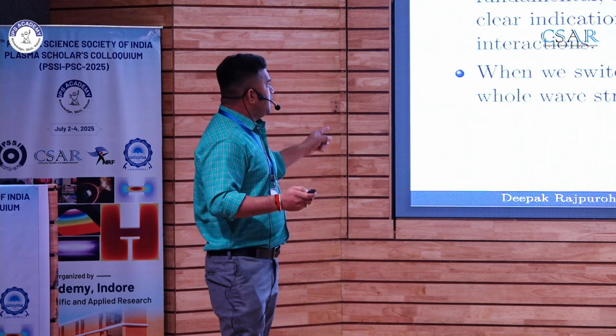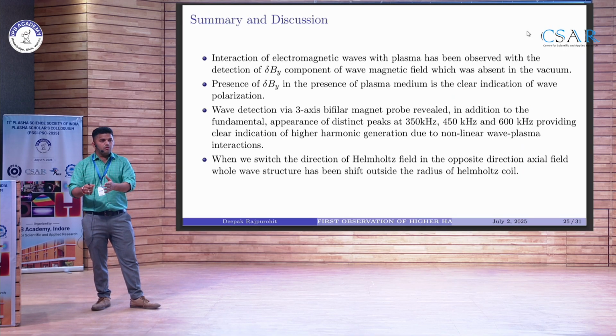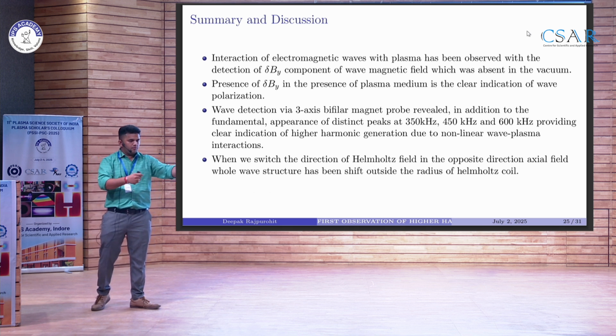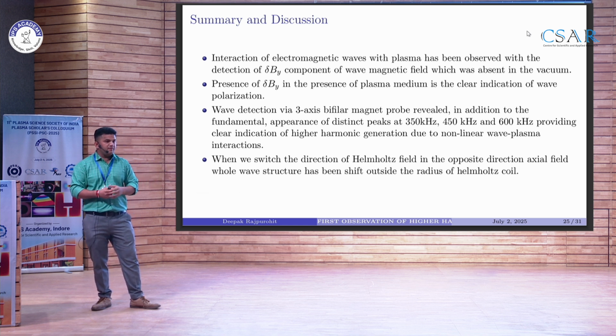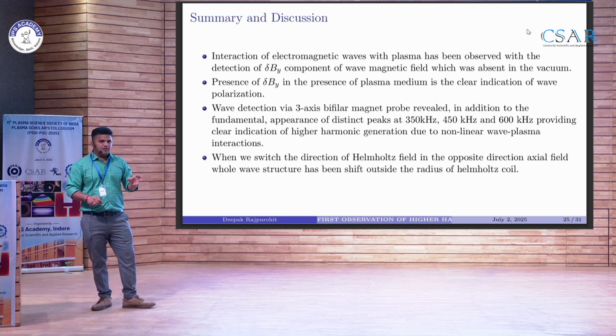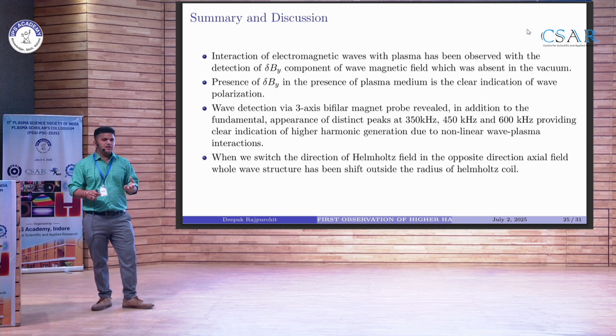And the third thing is, when we create the magnetic null at the center of the Helmholtz coil, in this scenario the whole wave structure is shifted outside the Helmholtz coil. Means the whole wave profile shifts, and where the magnetic null is forming in the Helmholtz coil, there we don't get any wave magnetic field or static magnetic field. The static magnetic field is zero in our experiment, and we are detecting the wave magnetic field using a 3-axis magnetic probe, so it is also zero. So magnetic null is the key thing in magnetic reconnection.